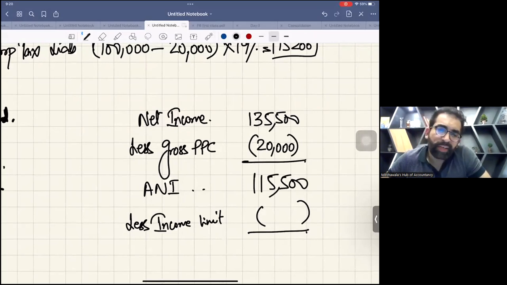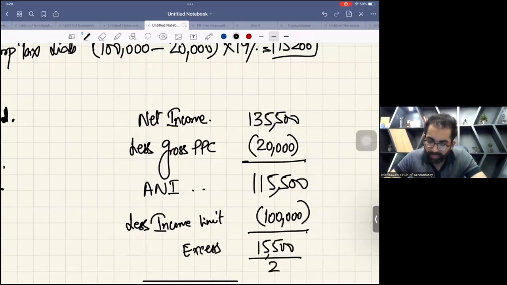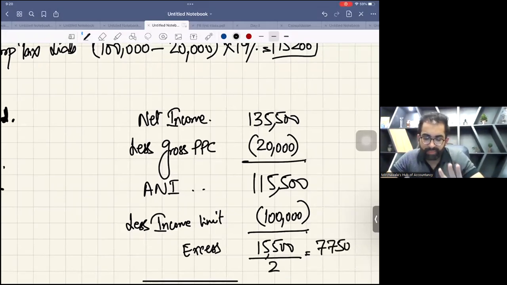Now, very interesting. One more working you have to do. As your ANI is between 100,000 and 125,000, you have to do the reduction working. Hope you remember. You guys are no more kids. So now let's see how much excess your ANI is from the income limit. The income limit is 100,000. This is 15,500. This is called excess. And you will divide this excess by 2. So you will get 7,750.